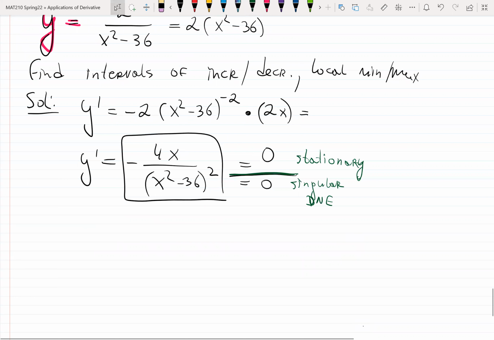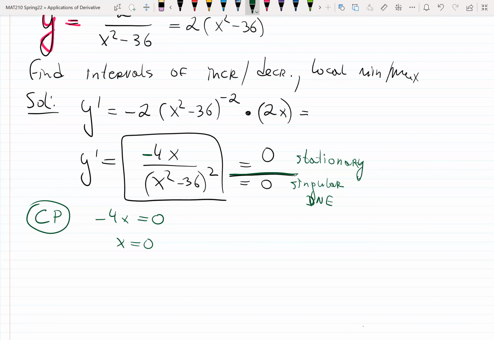That comes from the denominator being 0. Let's check these. This we're doing right now, critical points, CPs. Minus 4x, let me put this negative sign at the top over here. Minus 4x equals 0. x equals 0 is my first critical point if it is in the domain, and it is in the domain.